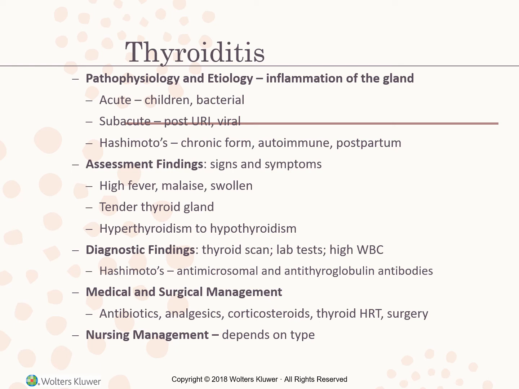So, in medically managing thyroiditis, acute thyroiditis will require administration of appropriate antibiotics. The treatment of subacute thyroiditis is symptomatic and will include analgesics for pain and discomfort. Corticosteroids will also be prescribed to reduce inflammation, and the treatment of Hashimoto's thyroiditis will include thyroid hormone replacement therapy. Surgery might be required if the gland becomes excessively large.